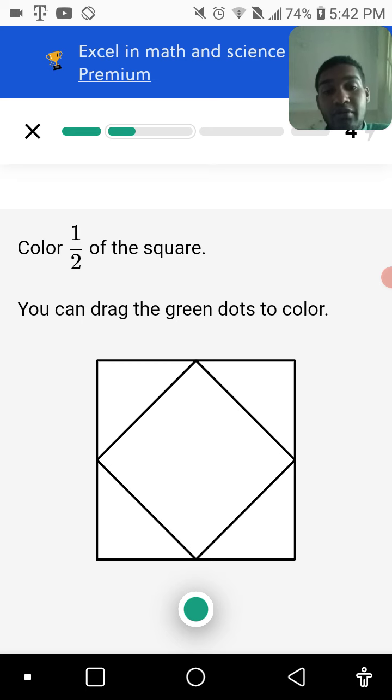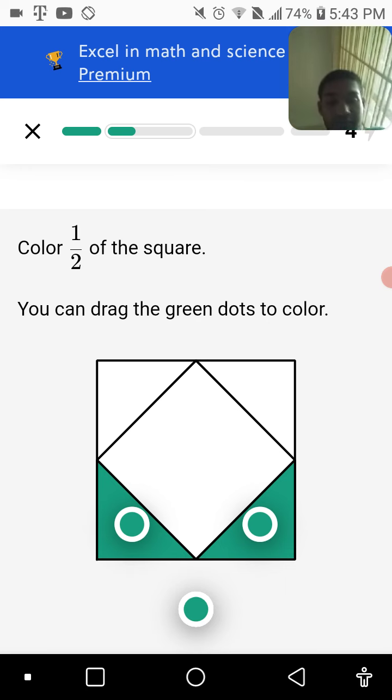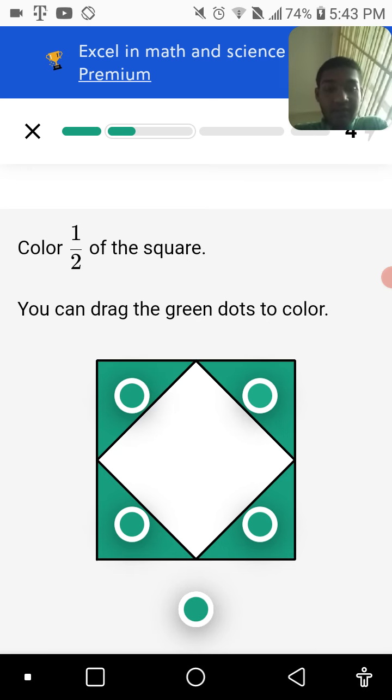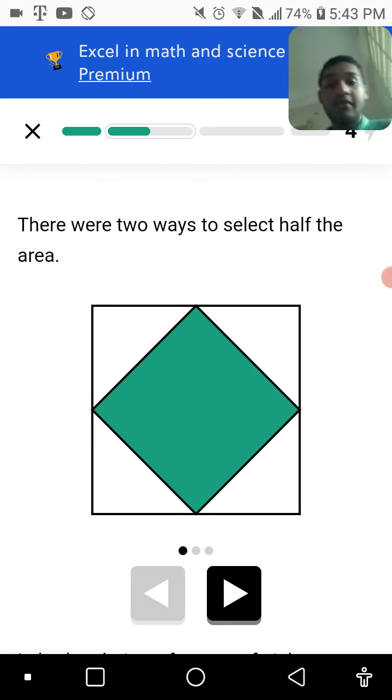Color 1 by 2 of the square. You can drag and bring colors. Okay, color the half of the square. Now this is kind of challenging. I think I have to color all of these elements. These things are meant to be drag and drop. Let's see. Yes, it's okay. Yes, I thought about this one, but didn't implement that.